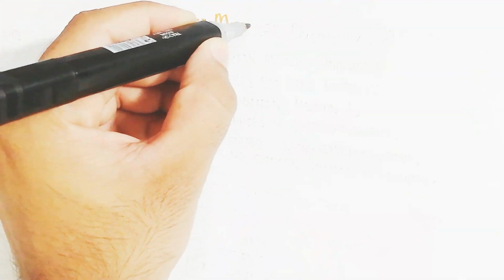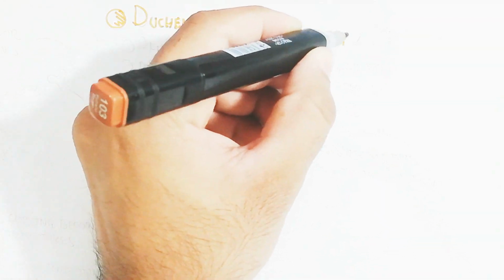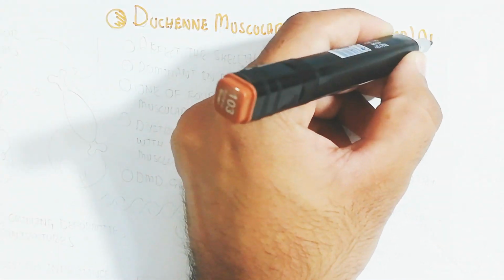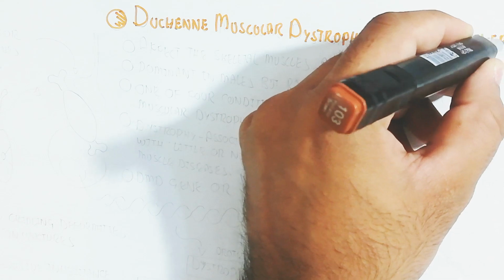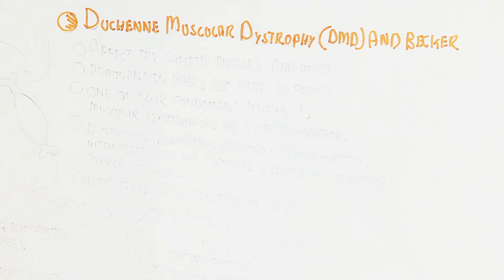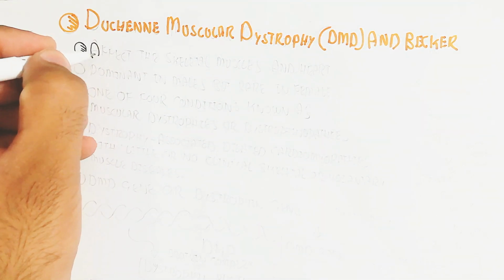Hello, Assalamu alaikum. In this video, we will understand about Duchenne muscular dystrophy, the DMD, and Becker. We will also understand myotonic dystrophy. What is dystrophy, DMD, Duchenne muscular dystrophy, and Becker? Let's understand about the major process.